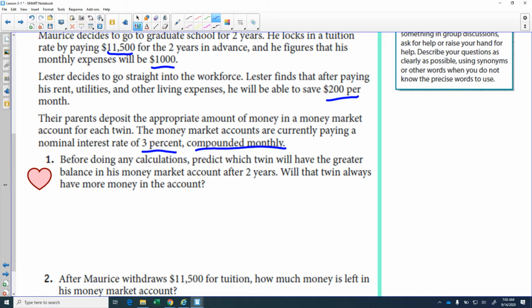Well, this question here, number one, is fairly easy, right? Because if you think about it, Maurice is spending money over the 2 years. Even though he's given a $35,000 upfront payment, he's going to be losing money over time. While Lester, given that he's only given $5,000, is still going to be making money. So while one of them is going to lose money over 2 years, one of them is going to be gaining it. The idea here is Lester should have more money because he is depositing money versus withdrawing it, okay?